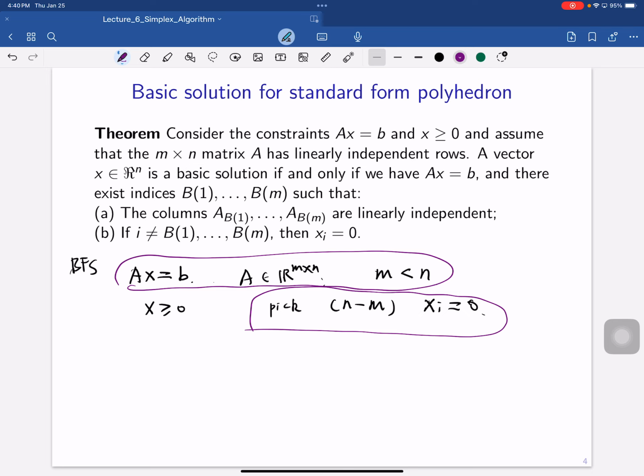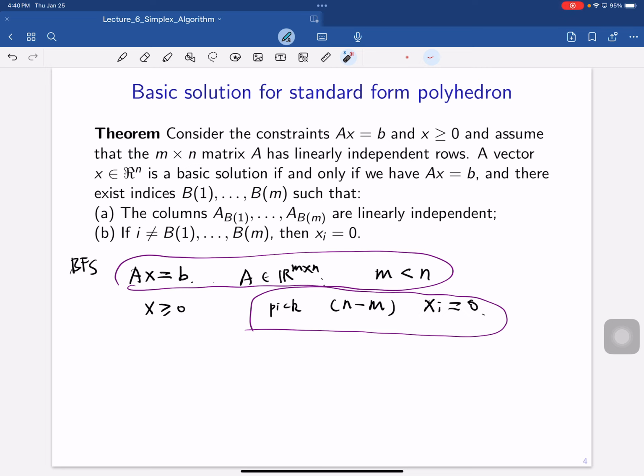It says, let's say you have a standard form, and then A has linearly independent rows. Then a vector x is a basic feasible solution if and only if we have Ax equals b. Of course, this has to hold true, right? We already have this part here as well. And then there exist indices of B. Let's say you pick some indices of B, pick m of those. We say the columns of those indices are linearly independent, right?